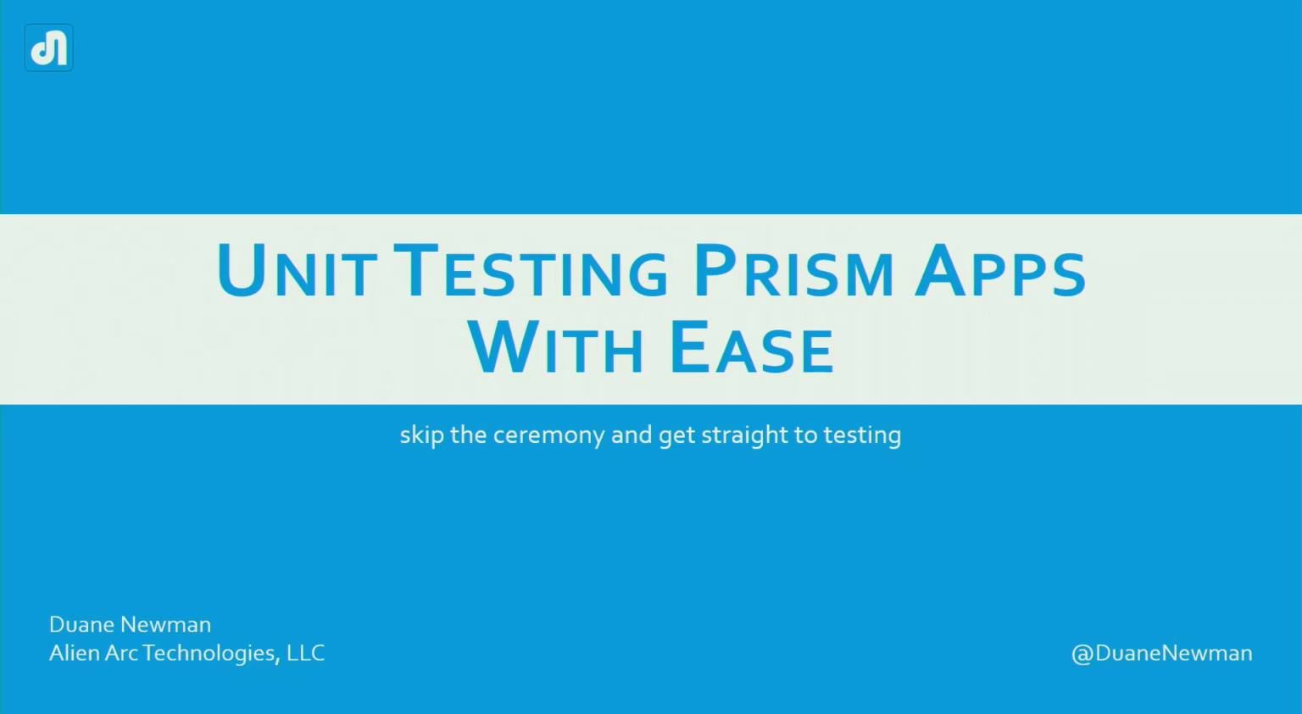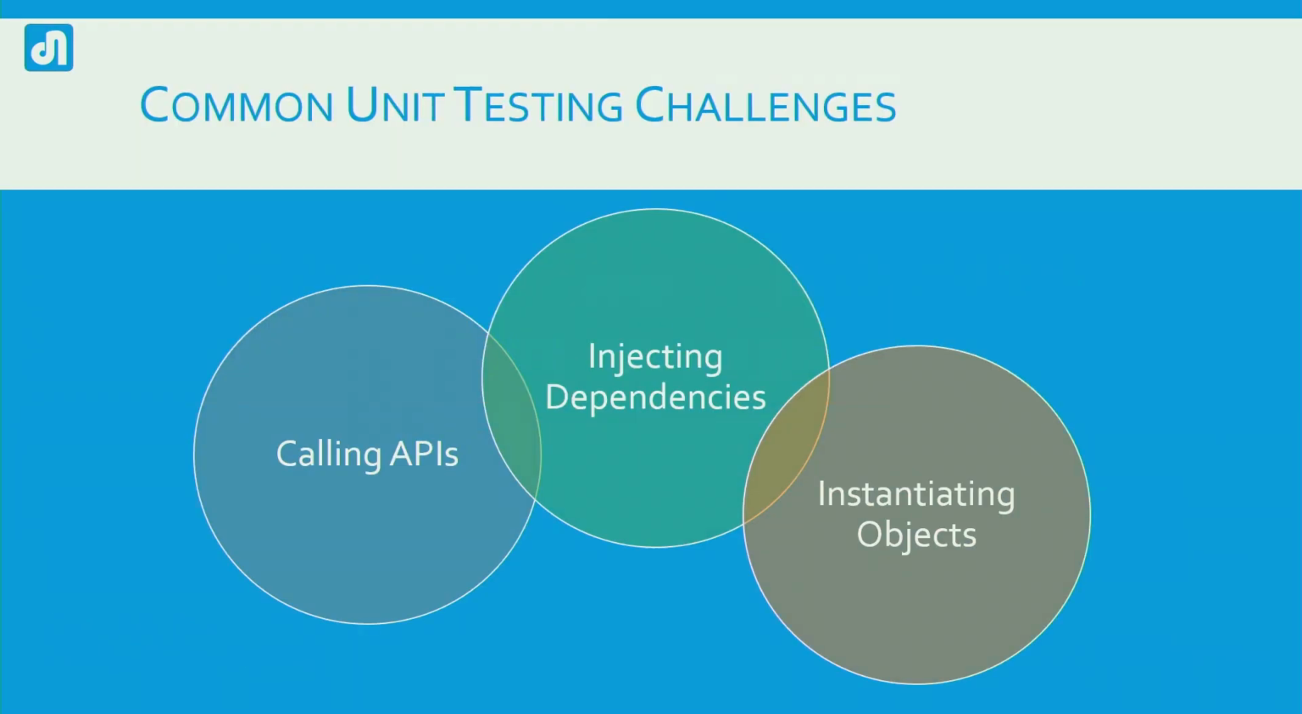I'm going to be talking about unit testing Prism apps, and I'm going to talk about trying to skip a lot of the ceremony of all the setup that we have to do and get right into actually writing tests. And so I want to start talking a little bit about some of the common problems that we have when it comes to testing, especially testing mobile apps. There's really three areas that I think are most common concerns for us.